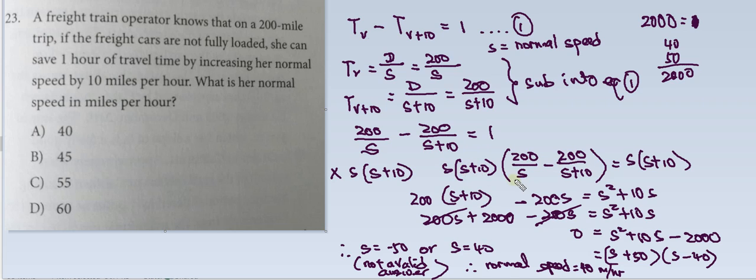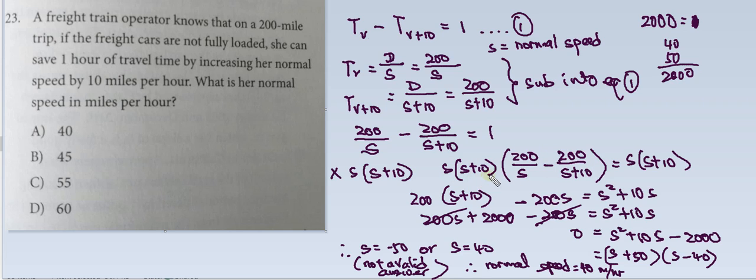The main reason we multiply the two denominators together is we want to remove the fraction, like 200 over S and 200 over S plus 10. So this S bracket S plus 10 multiplied by 200 over S, the S will cancel off. So you have S plus 10 times 200. Then this one multiplied by this, the S plus 10 will cancel off. So S remains, so it's 200S.